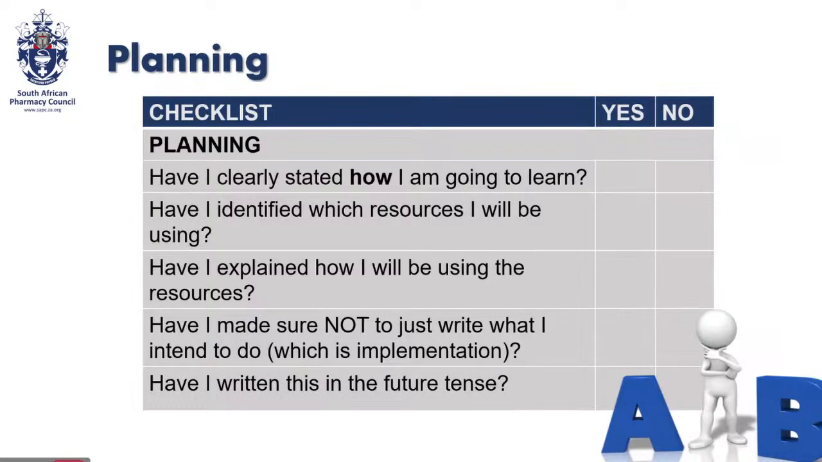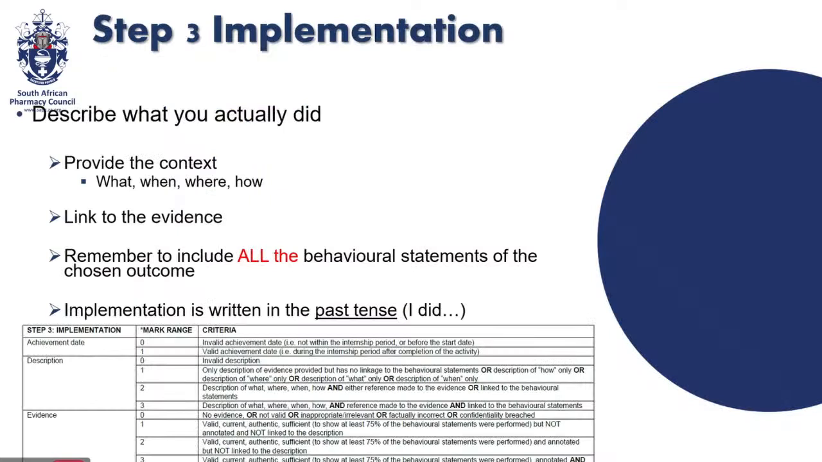And we have a checklist again. Have I clearly stated how I am going to learn this? Have I identified which resources I will be using? How I will be using the resources? And have I written in future tense? So you can see with the checklist, you can make sure that you haven't included anything that shouldn't be here and have included the things that should be mentioned in your planning.